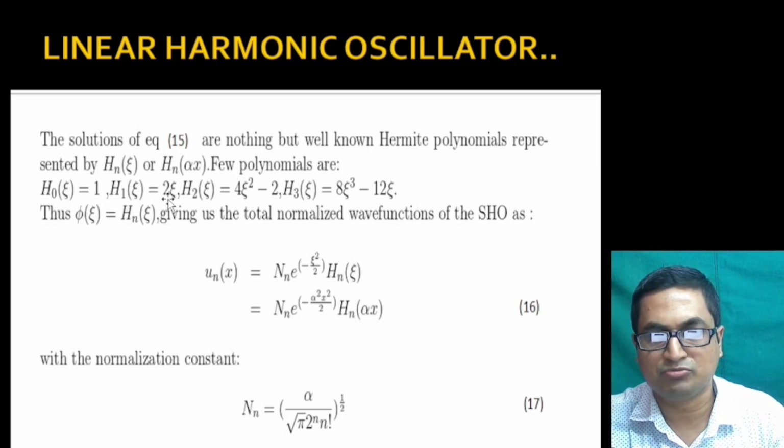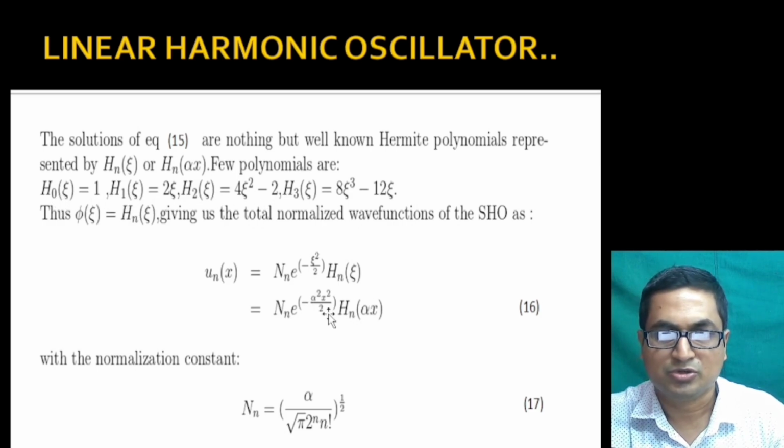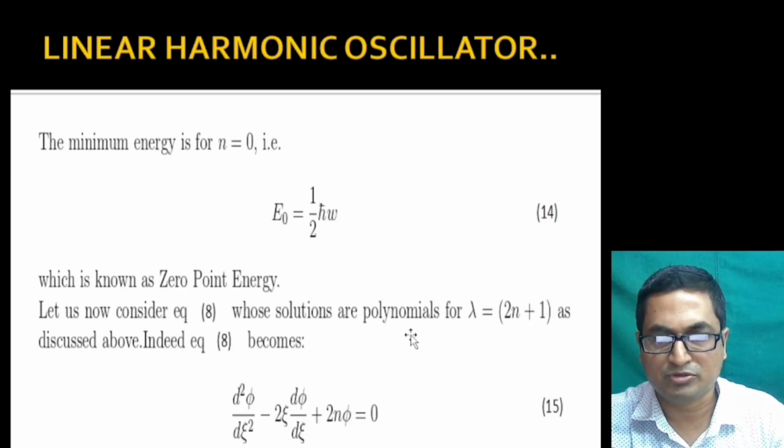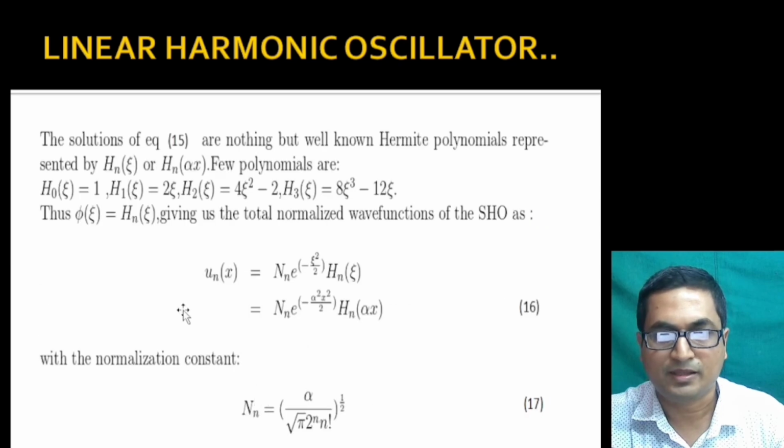With n equal to 1, it is twice xi, and like this. So we are now at a position with lambda equal to twice n plus 1. We can solve the equation for phi and find the form of phi. Now phi is nothing but Hermite polynomials. Phi xi is nothing but a Hermite polynomial Hn.